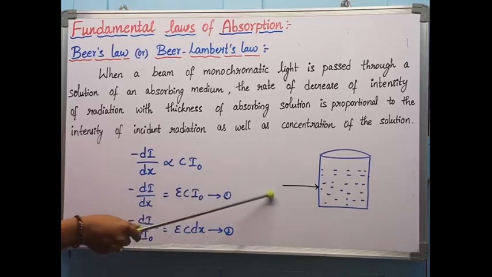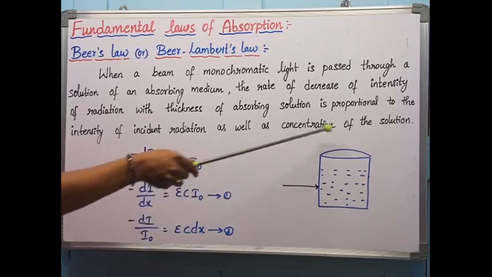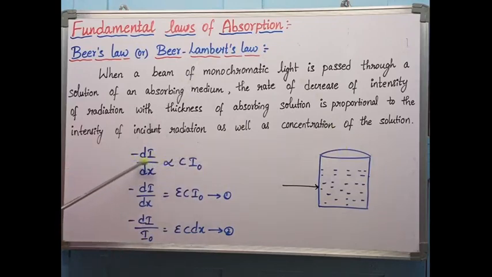When you pass a monochromatic light through a pure absorbing medium, the rate of decrease of intensity with thickness is directly proportional to the concentration as well as the intensity of incident radiation. If you observe Lambert's law, this ratio is directly proportional to the I naught value. But here, this ratio is directly proportional to the concentration of solution as well as the intensity of incident radiation. Concentration is expressed in moles per liter. Especially, this Beer-Lambert law is used in the case of solutions.